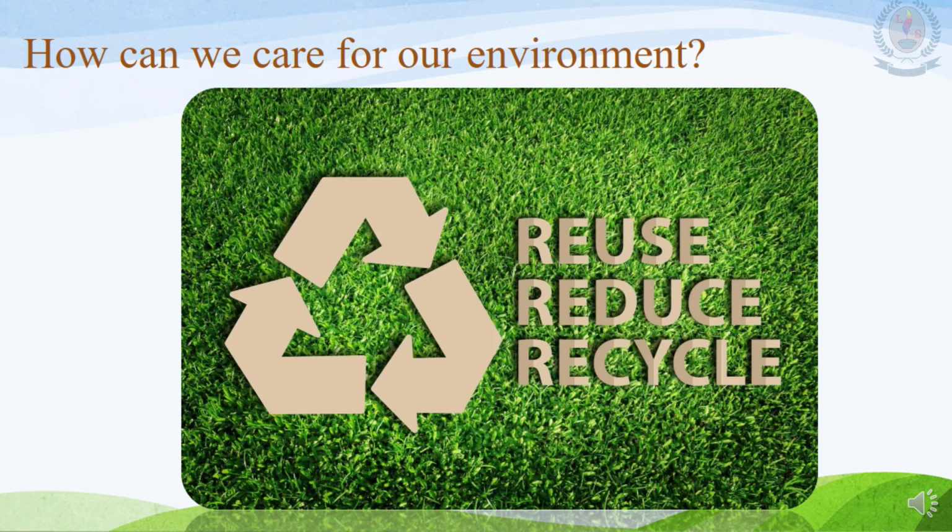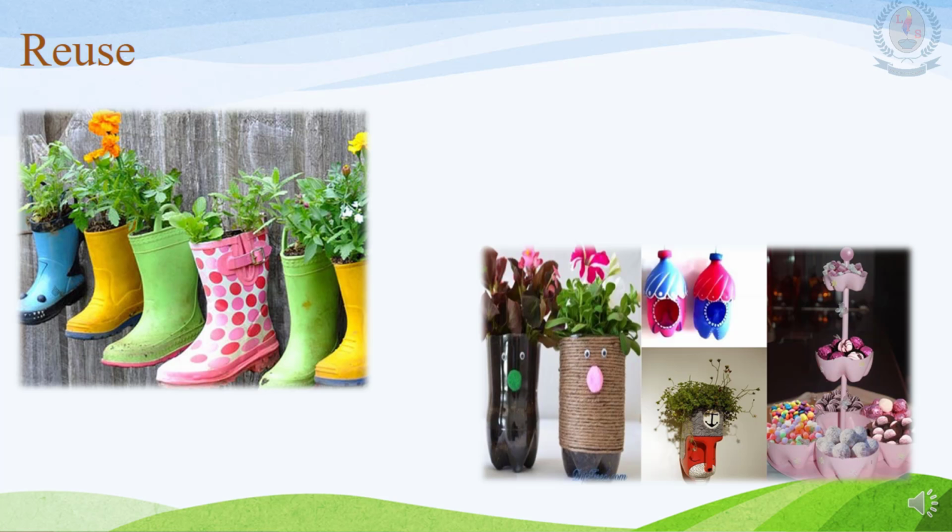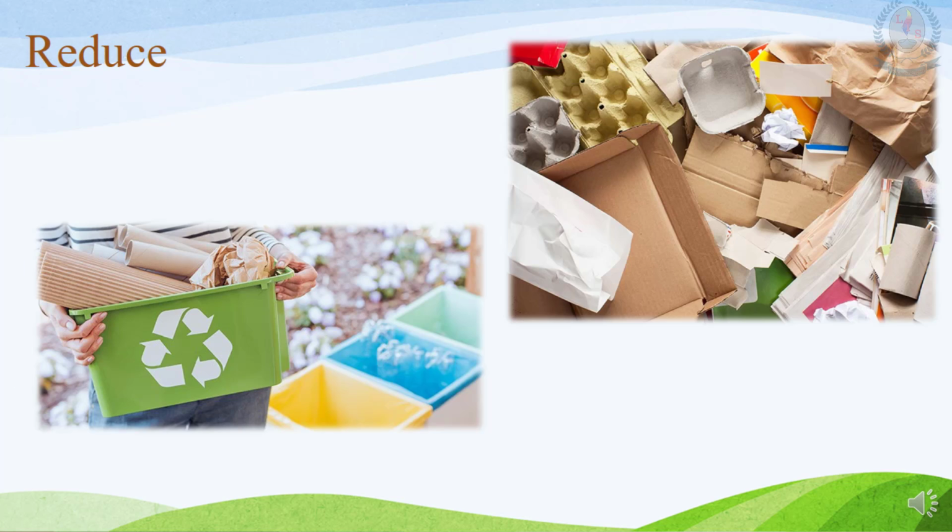Namely, the 3 R's are reuse, reduce, and recycle. The first R, reuse. By reusing old items instead of throwing them away, we can reduce the normal amount of rubbish. The second R is reduce, or in other words, use less, or use only what you need.